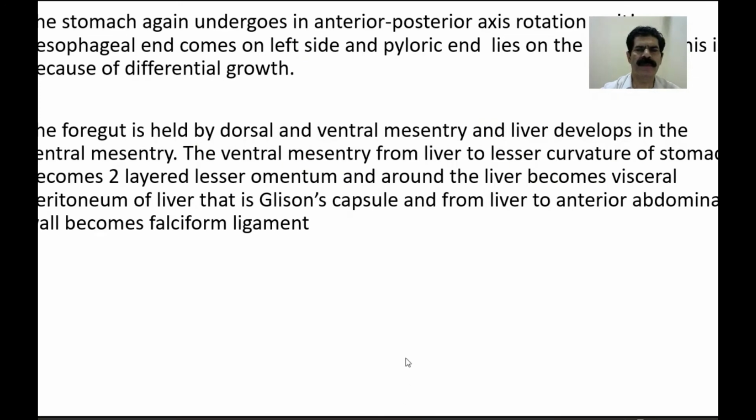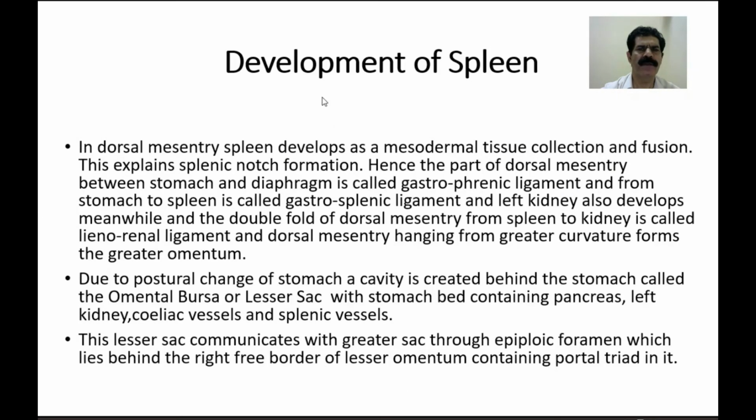Now, after seeing the stomach, we do the development of the spleen. As we know, in the dorsal mesentery, the spleen develops as multiple mesodermal tissue collections, and subsequently their fusion forms the mesodermal inner region, and this is the reason why the spleen has a splenic notch on its anterior border, because it developed from different lobular development and fusion. So this explains the splenic notch formation.